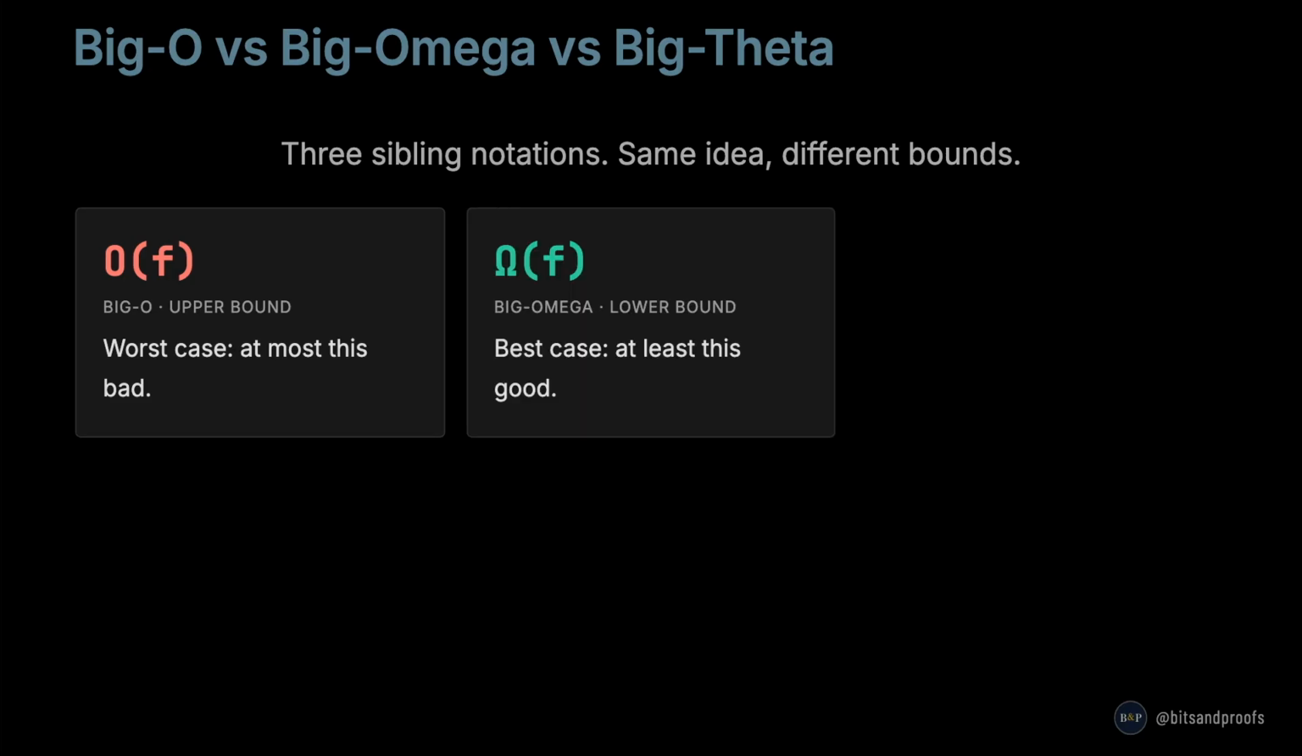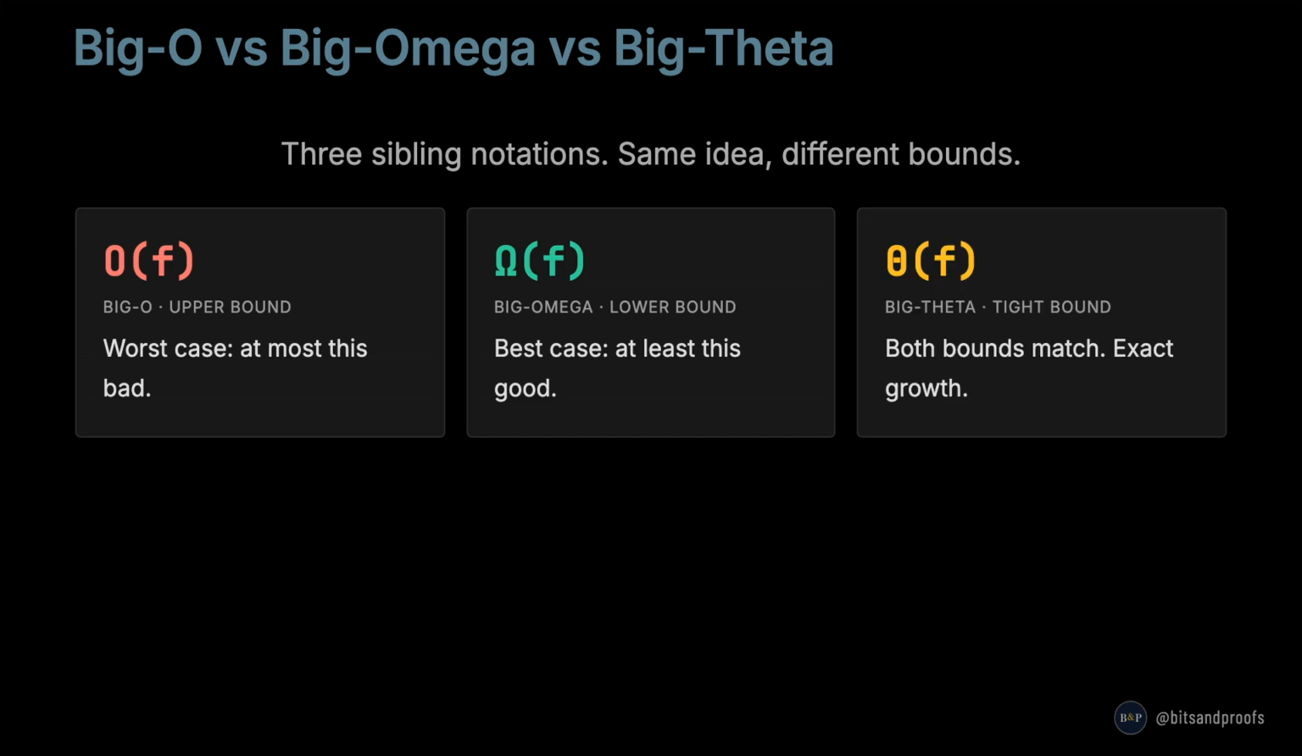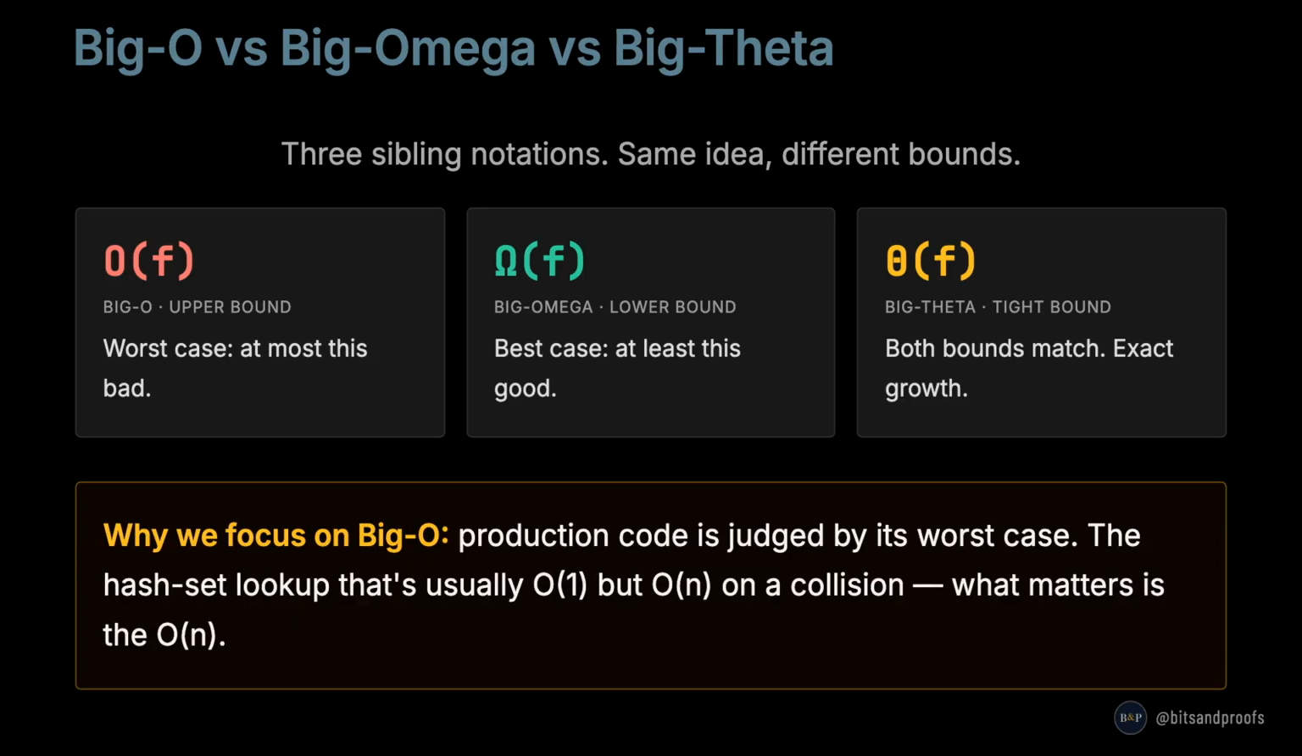Big omega, written with the Greek capital letter omega, the horseshoe shape. It's the lower bound, the best case. We say a function is omega of f when it grows at least as fast as f. The function is never faster than its omega bound, but might be slower on some inputs. Big theta, written with the Greek capital letter theta, is the tight bound. Both bounds match. We say a function is theta of f when it's both O of f and omega of f. Same growth from above and below. The exact growth rate.